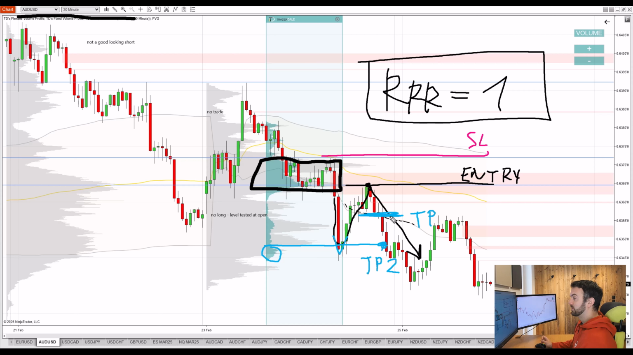It was, I would say, a nice reaction to a pretty solid level. As you can see, if we placed the level at the beginning of the fair value gap, this would be a missed opportunity. So I'm really glad that I placed that level at the beginning of that heavy volume zone here. Alright, so that's about that.